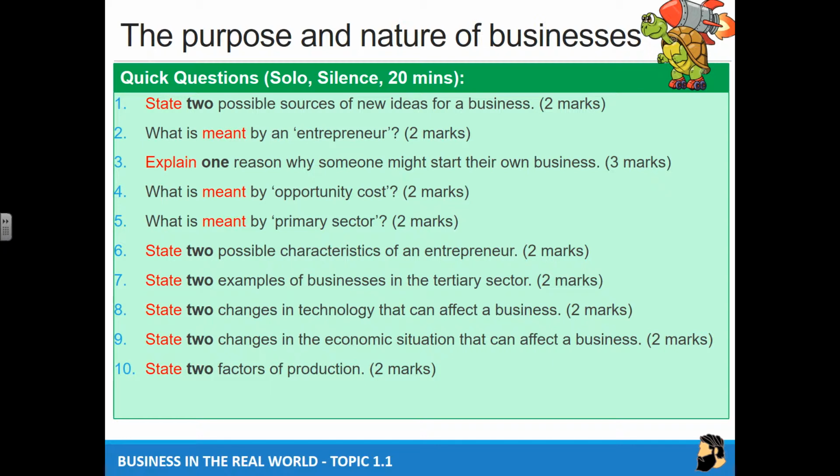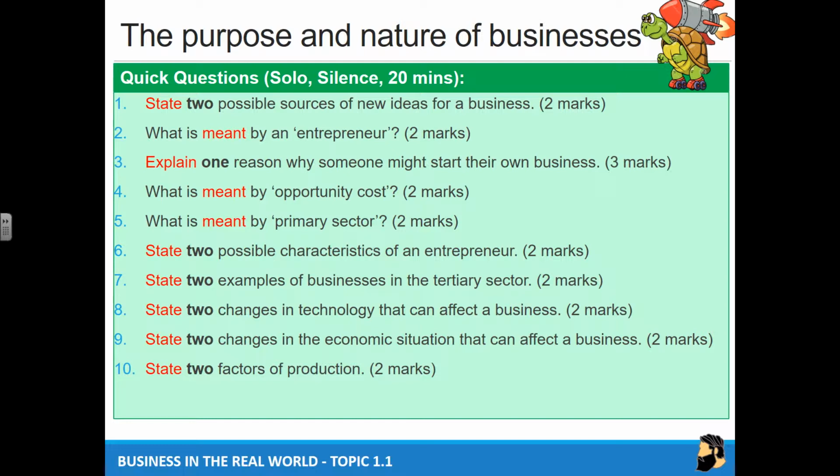Number 3, explain one reason why someone might start their own business. Number 4, what is meant by opportunity costs? Number 5, what is meant by primary sector? Number 6, state 2 possible characteristics of an entrepreneur. Number 7, state 2 examples of businesses in the tertiary sector. Number 8, state 2 changes in technology that can affect a business. Number 9, state 2 changes in the economic situation that can affect a business. And number 10, state 2 factors of production.